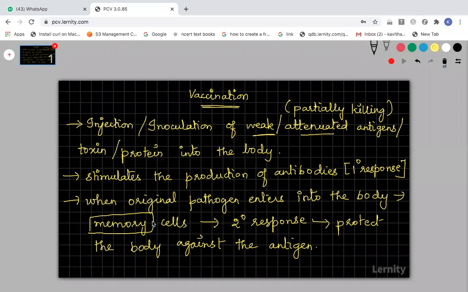Why? Because your memory cells would have memorized the antigen, and when it enters the body a second or third time, the secondary response is produced. This secondary response will be a highly intensified response, so antibody production will be much higher, and it protects the body from the disease. The same principle is applied in the vaccine principle.